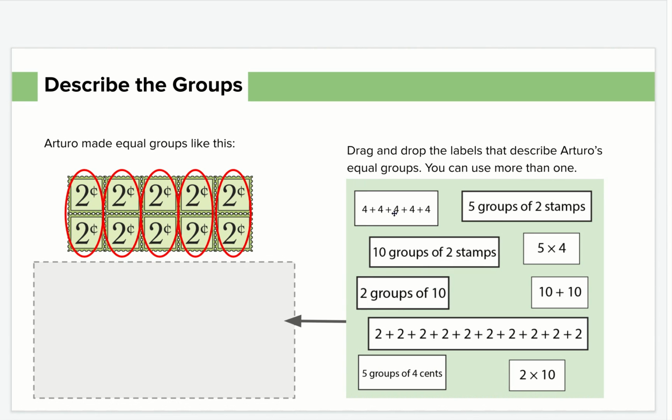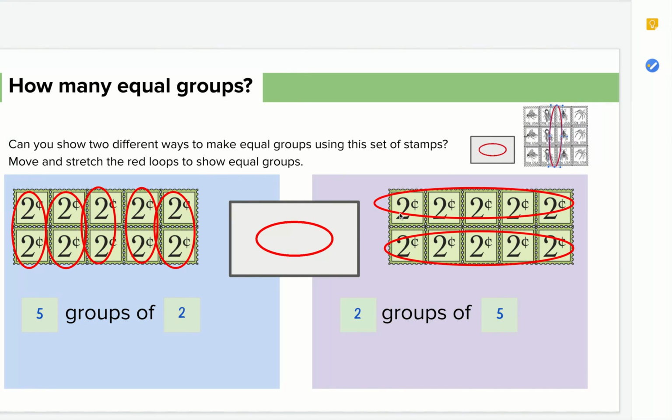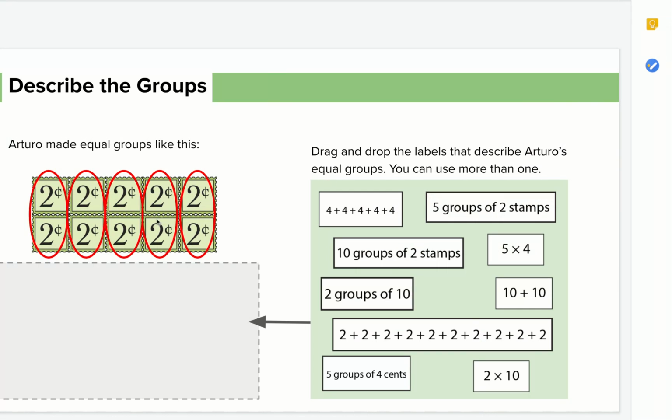So does 4 plus 4 plus 4 plus 4 make sense to describe this? Not really, because we don't have 4 plus 4 plus 4 plus 4. Well, I guess you could make an argument for that. Oh, I don't know. So you have to look and see which ones make the most sense. How could 4 plus 4 plus 4 plus 4 plus 4 make sense here?